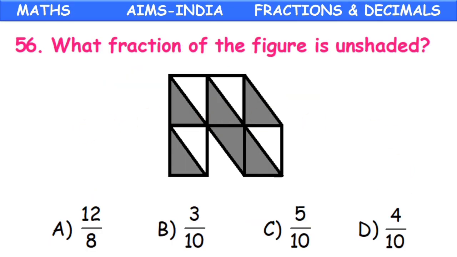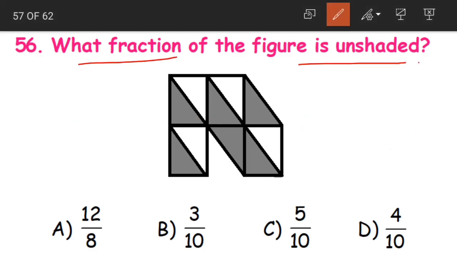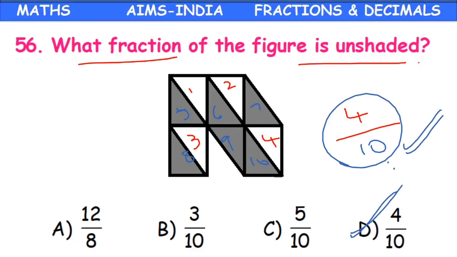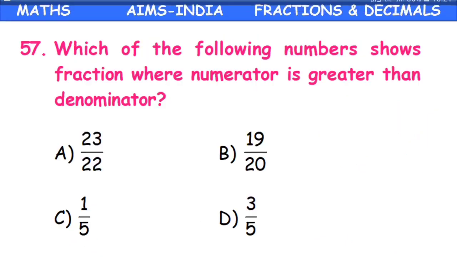Next, question number 56. What fraction of the figure is unshaded? Now what do we want here? The fraction of the figure that is unshaded. 1, 2, 3, 4. We are having 4 unshaded parts divided by the total number of parts: 5, 6, 7, 8, 9, 10. In total we are having 10 parts. So 4 by 10 becomes the fraction of the figure that is unshaded. That is our option D.